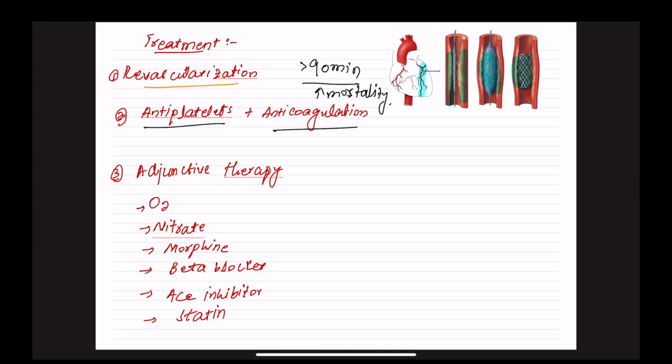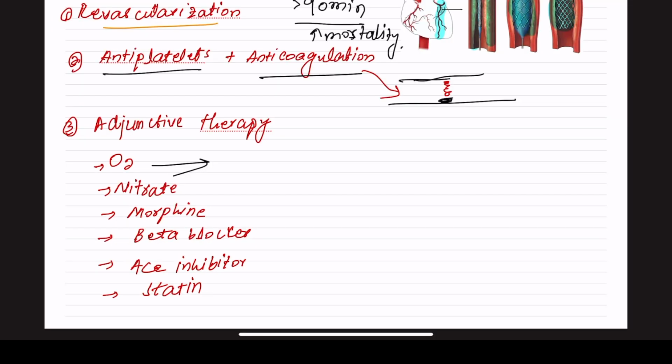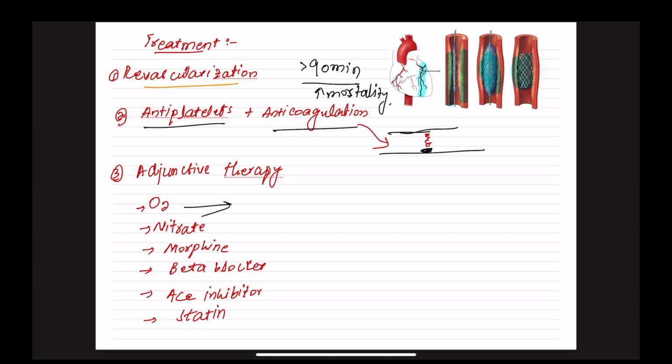Antiplatelets and anticoagulants are also given to the patients, which decrease the formation of the blood clot. As we discussed already, there is blood clot formation and occlusion of the artery, so antiplatelets and anticoagulants decrease the blood clot formation. As adjunctive therapy, oxygen can also be given to patients who are in distress. Nitrates are given for the pain. Morphine is also another option if the pain is not reduced with the nitrate.